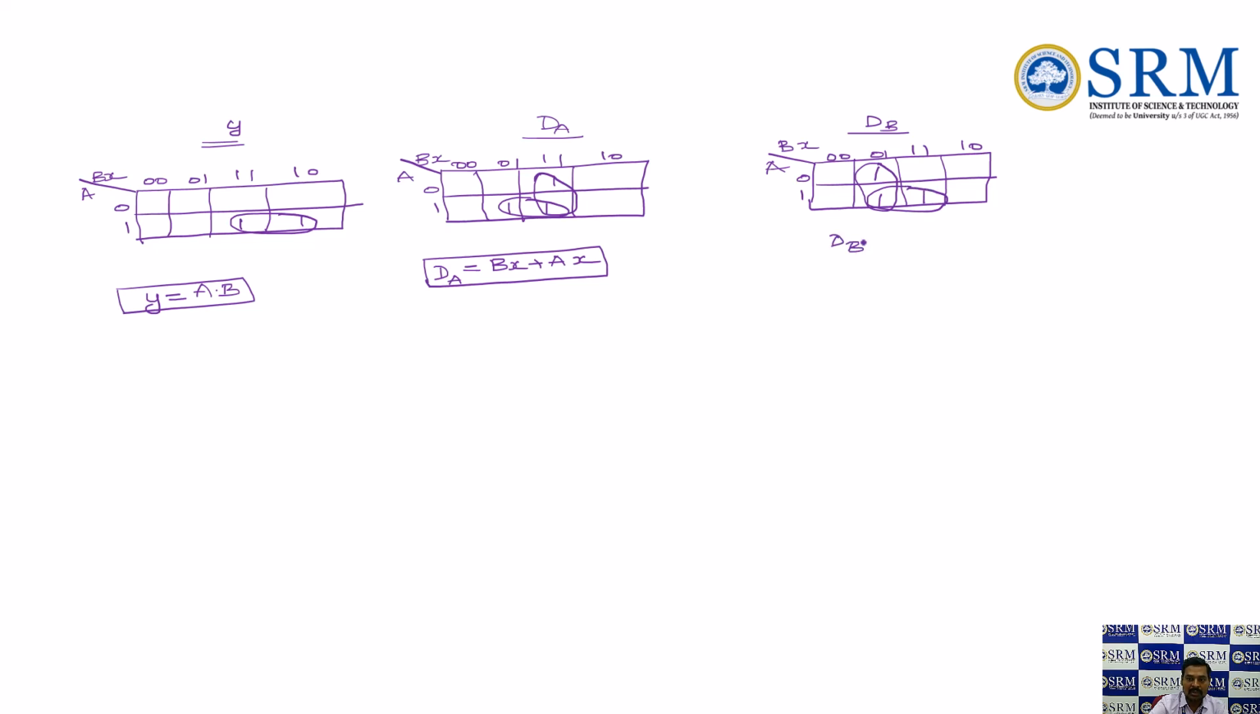From this you can write DB is equal to AX plus B bar X. So this is the expression for the second flip-flop input DB. So after obtaining these K map expressions, now we are going to design a circuit. We are going to draw a logic diagram with the help of these inputs, right?